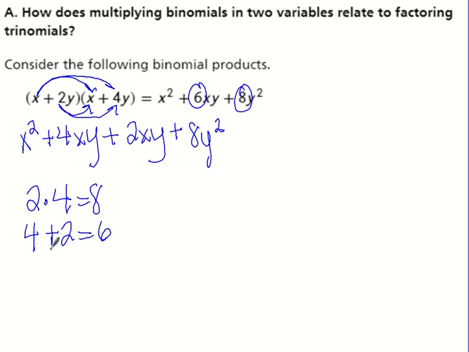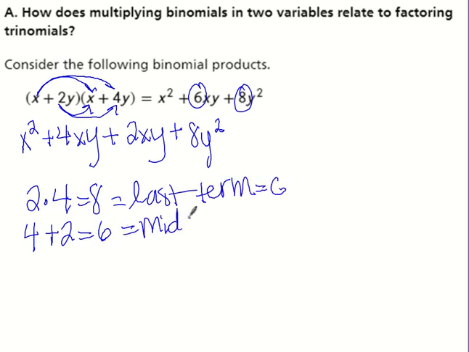So you'll notice it's exactly the same. We just ignore the variables. It's no different than what we just did, except for the extra variables, but it's still product of P and Q and sum of P and Q get me my last term, which we now call C, and my middle term, which we call B.